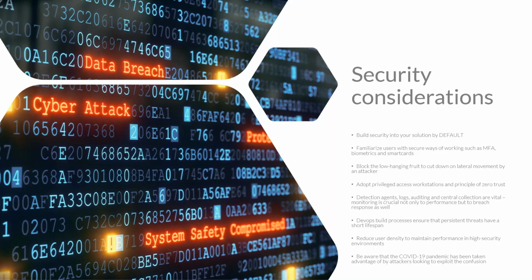Familiarize your users with the new ways of working, like MFA and biometrics and smart cards, right? Get out there straight away and block all that low-hanging fruit, things like registry editors and PowerShell if you can, and FTP access and access to local drives. Cut it all off so if you do get a breach, then it's harder for attackers to move laterally through the network. Again, let's talk about monitoring, detection, logging, auditing, and connecting all that data centrally is absolutely vital, not just to performance, but also to the breach response as well.